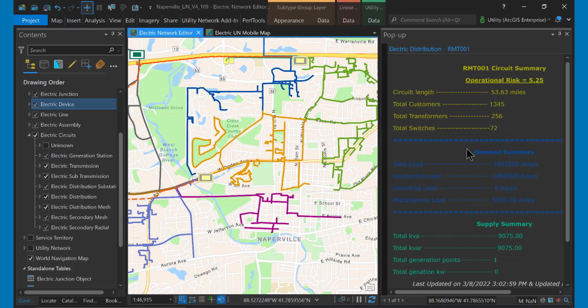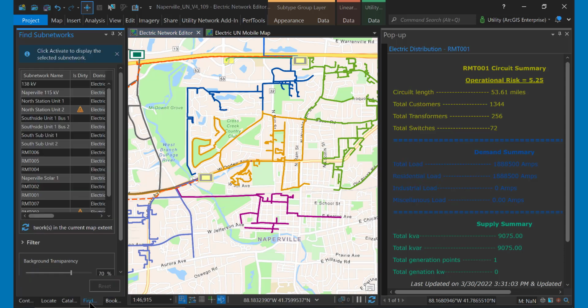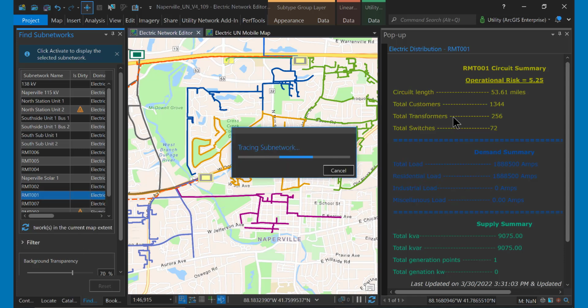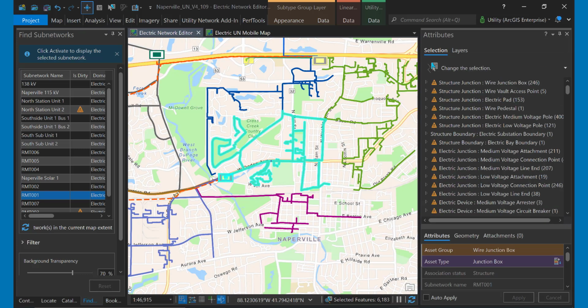At a glance of a map, the staff can understand how electricity is being delivered, and this information here is vital when recovering from things like outages or optimizing the delivery of electricity. A subnetwork like RMT001 can further be traced. So let's do that. Over here in my Find Subnetworks, I'm able to run a trace on my subnetwork. What this subnetwork trace does is it allows us to understand what assets are participating in it.